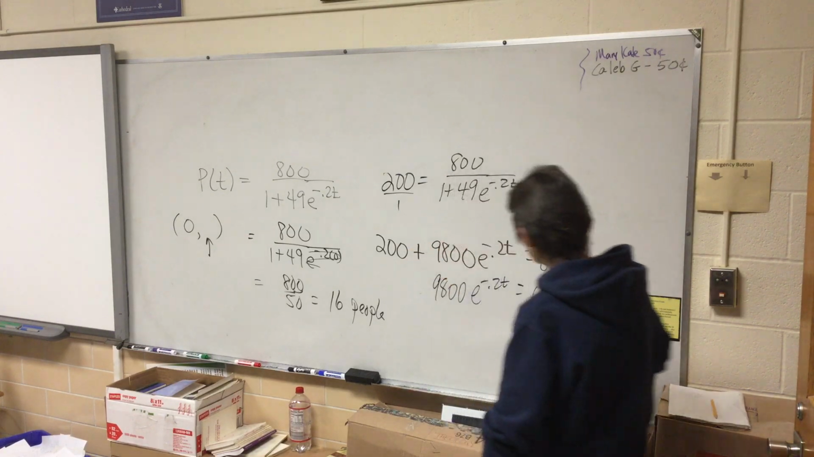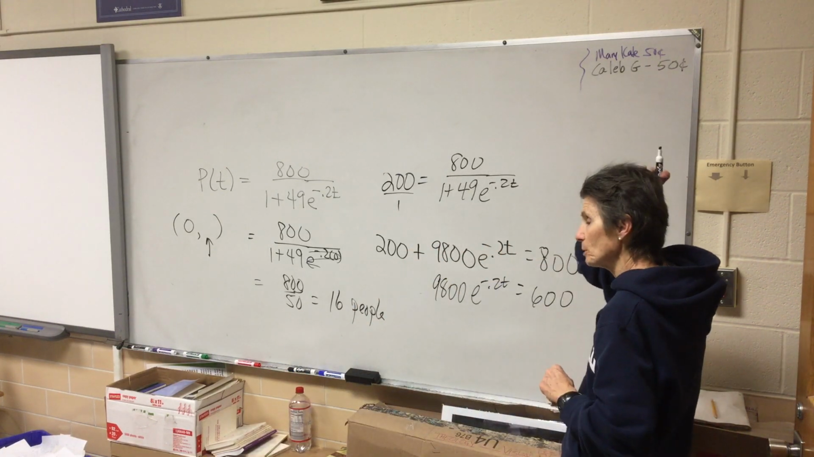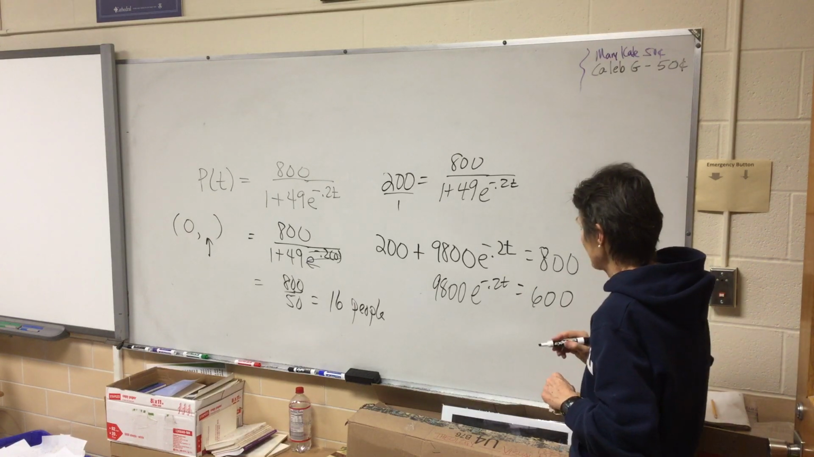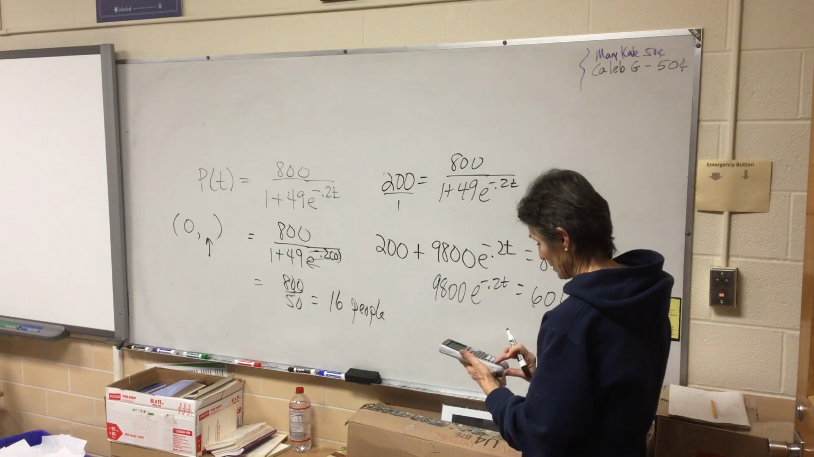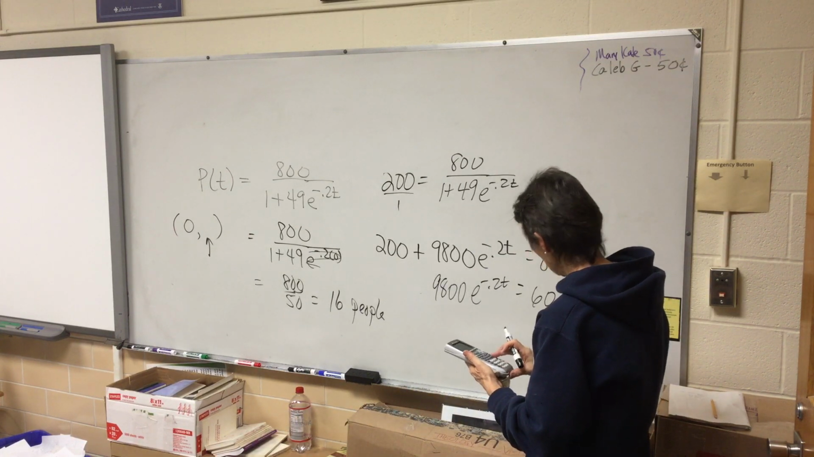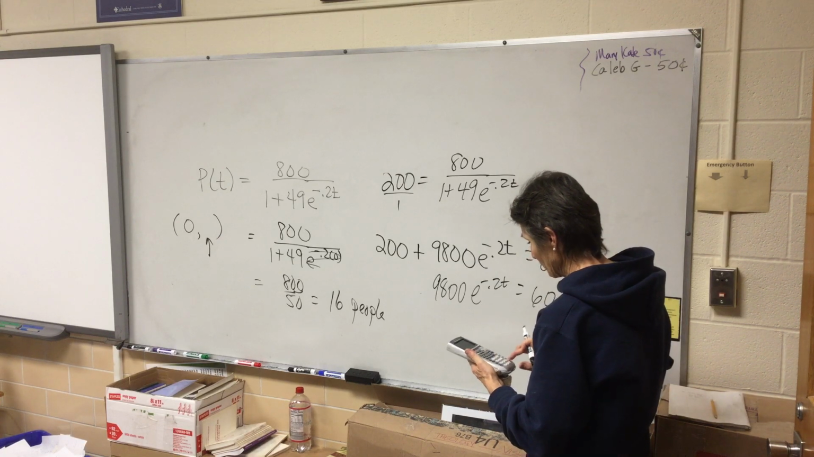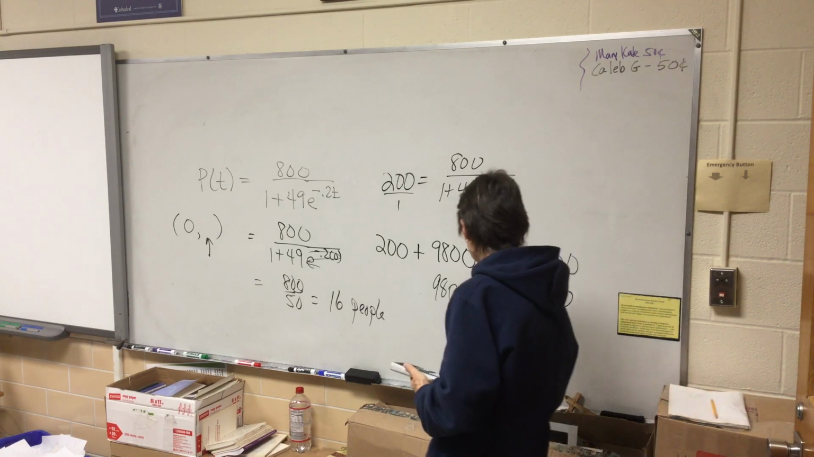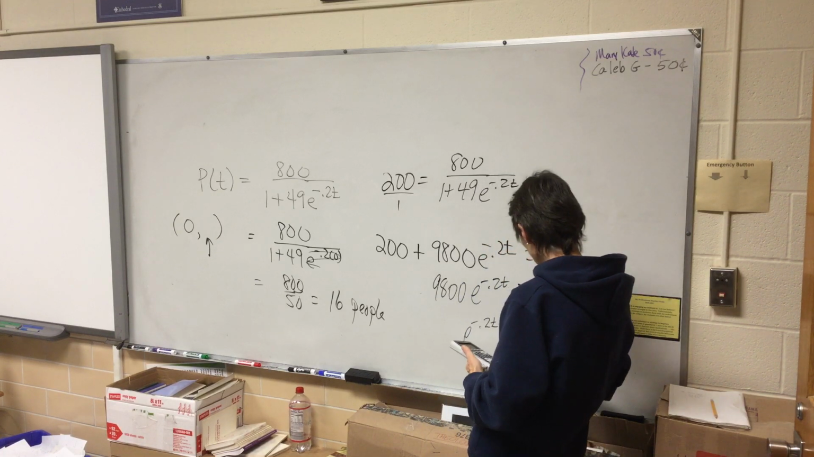Subtract the 200 over. Still, no logarithms. There's one more step we have to complete. What do we need to do? Divide by 9,800. Yep, we're going to divide. And rounding off can cause big headaches, so let's go ahead and leave that as a fraction. So it'll be 3/49.